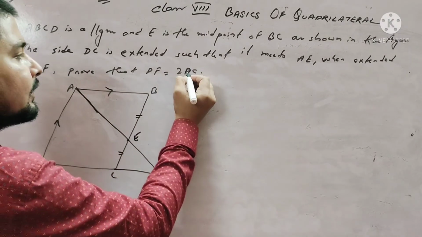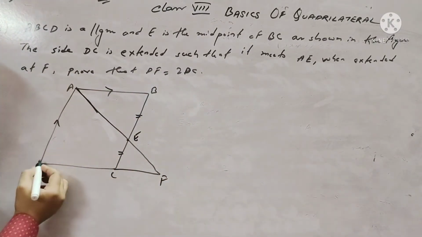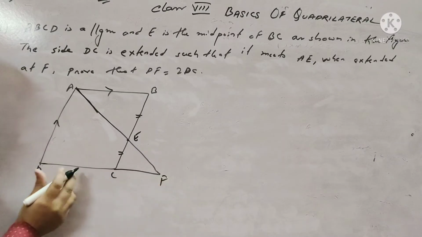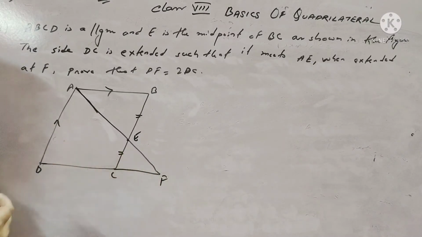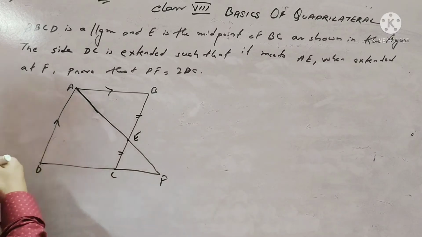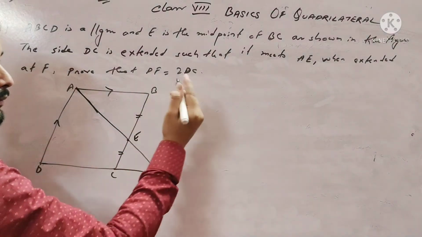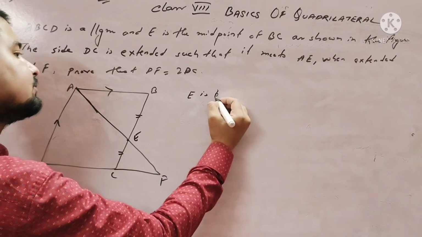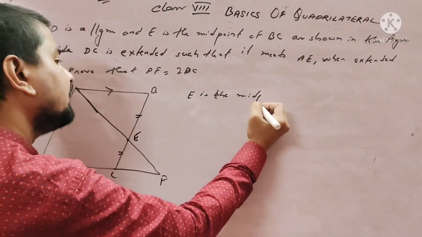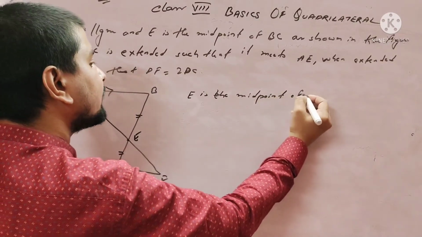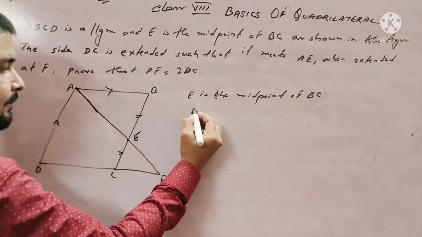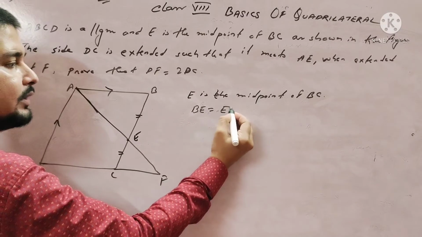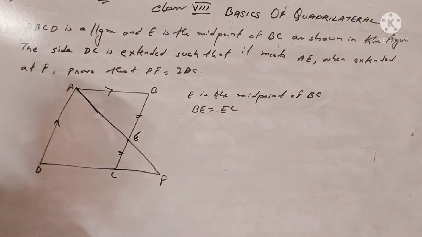Prove that DF is equal to 2DC. Okay, so first of all, check it out. Given E is the midpoint of BC, that means BE equals EC, because a midpoint divides the line into two equal parts.